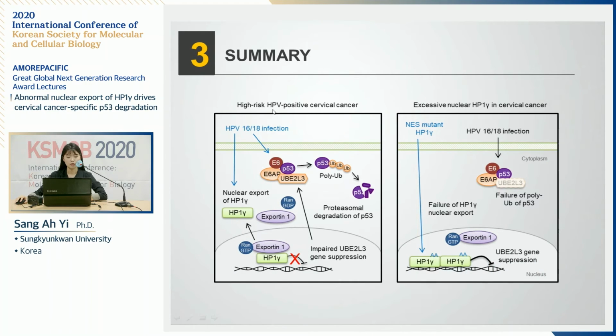Through this study, we identified that HPV infection induces the abnormal nuclear export of HP1 gamma through exportin 1, and thus inhibits UBE2L3 suppression and increases the excessive degradation of p53, which can induce cervical carcinogenesis. And we also found that NES mutant HP1 gamma successfully suppressed the UBE2L3 gene expression and thus increased the p53-dependent apoptosis of cervical cancer cells.